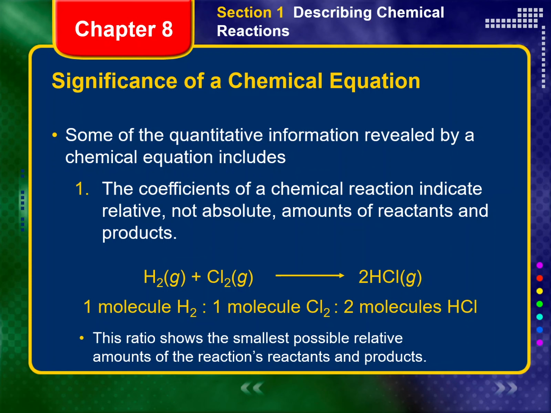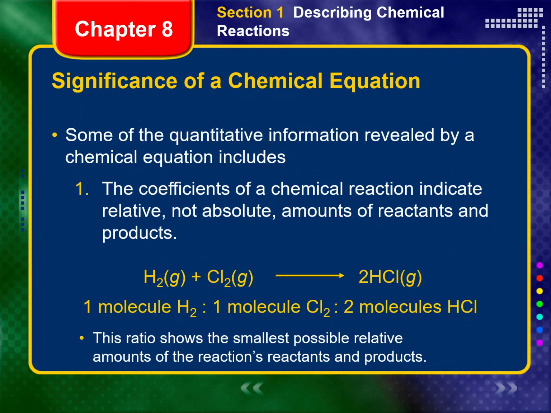1. The coefficients of a chemical reaction indicate relative, not absolute, amounts of reactants and products. A chemical equation usually shows the smallest numbers of atoms, molecules, or ions that will satisfy the law of conservation of mass in a given chemical reaction. Consider the equation for the formation of hydrogen chloride from hydrogen and chlorine on the screen here. The equation indicates that 1 molecule of hydrogen reacts with 1 molecule of chlorine to produce 2 molecules of hydrogen chloride, giving the following molecular ratio of 1 molecule of H2 to 1 molecule of Cl2 to 2 molecules of HCl.